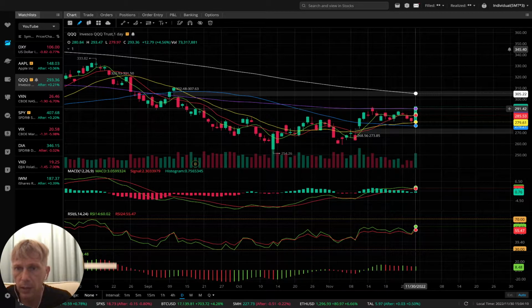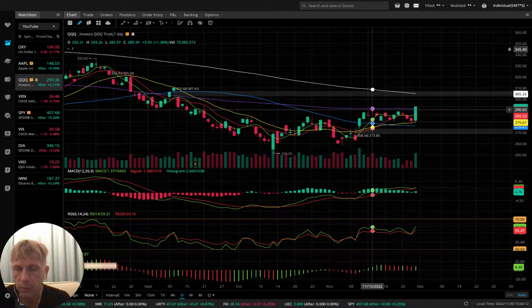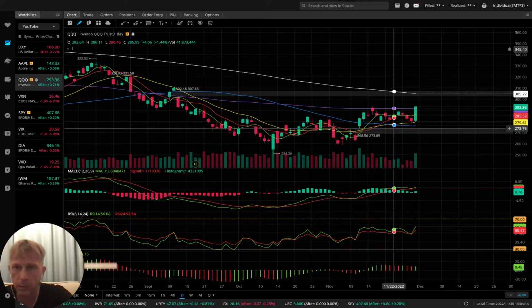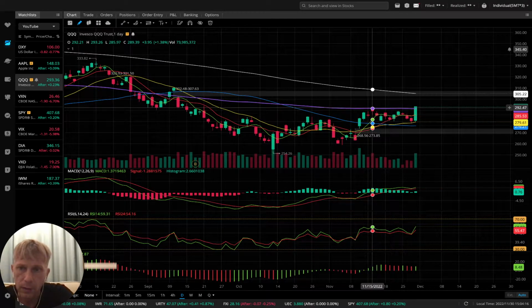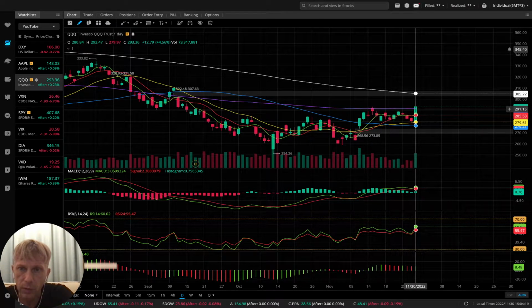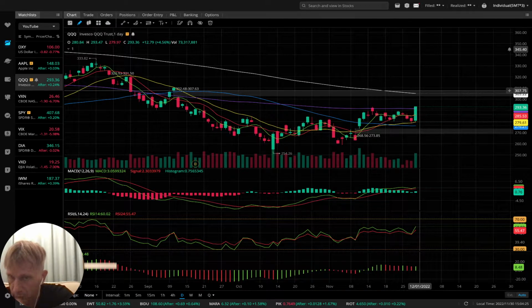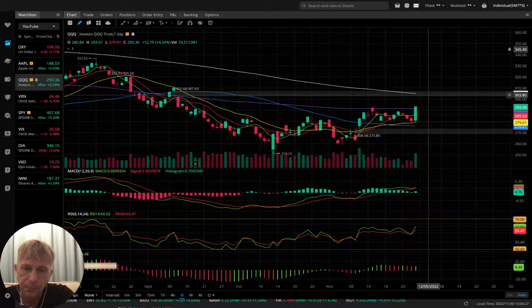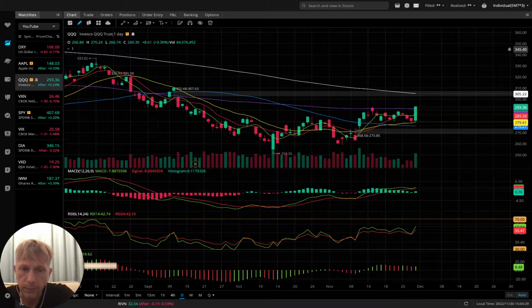Let's see, last time it was rejected from MA100. Let's see this time. Will it reject from this MA100 or will it move up to MA200, close this gap, and then be rejected? We'll see. 4 hours.